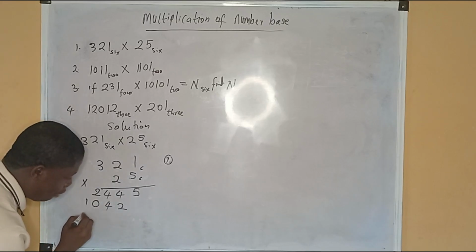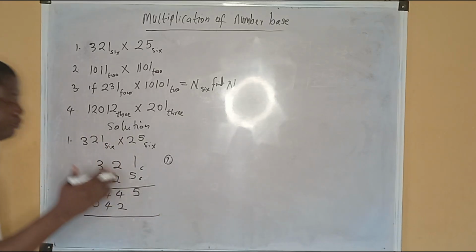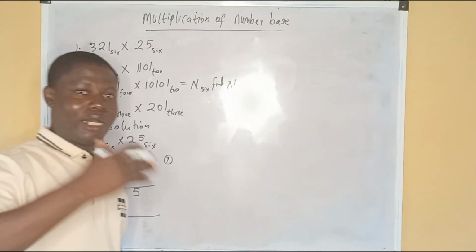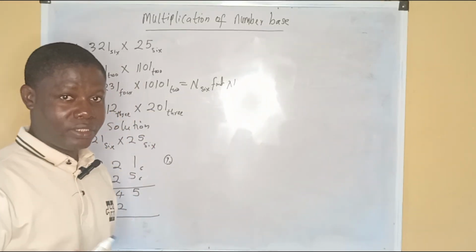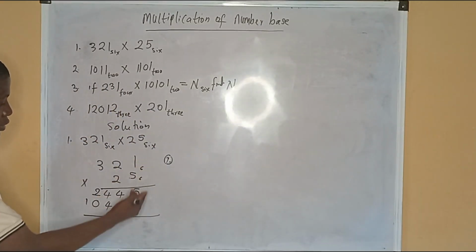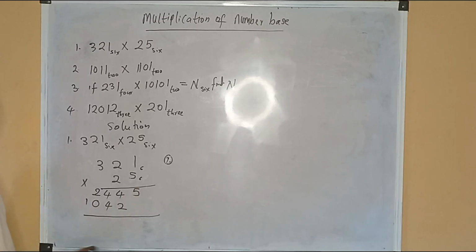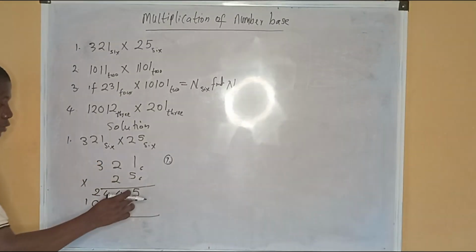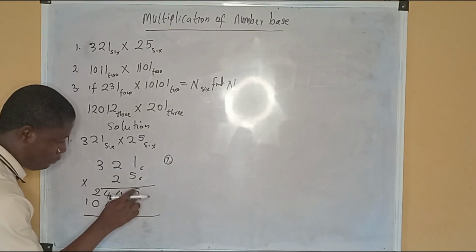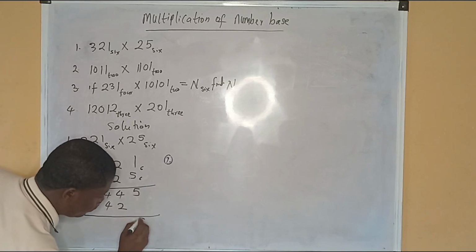So now you have to add. Mind you, in our previous video, you look at how to add numbers under number base. So the multiplication we did is in base 6. The addition also will be in what? Base 6. So let's add 5. There is nothing here, so we'll have 5 here.